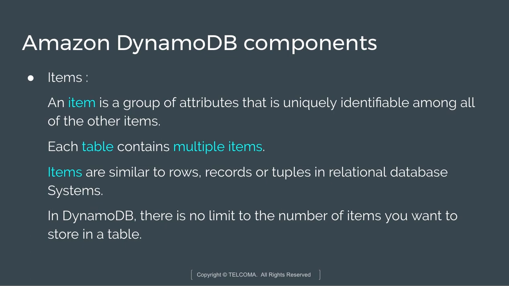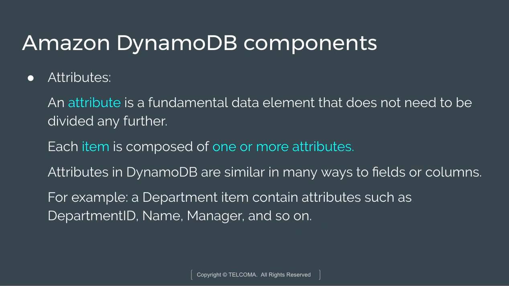So items are similar to rows, records, or tuples in relational database systems. In DynamoDB, there is no limit to the number of items we want to store in our table. So this is the second component of DynamoDB, which is item. Next component, we have attribute.